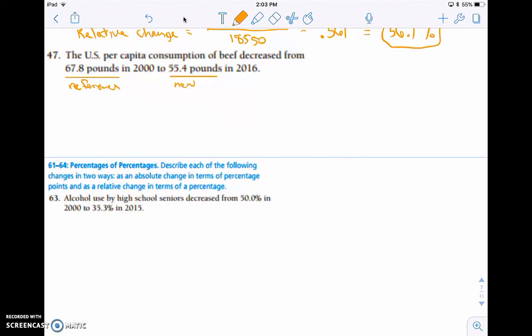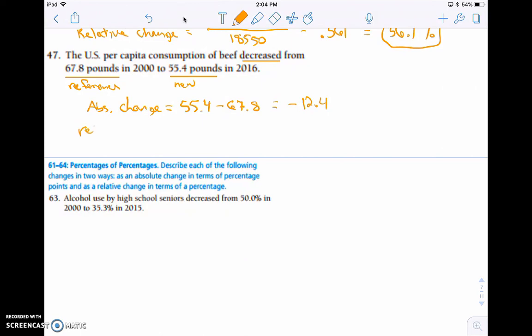So what we're going to do is first find, again, the absolute change. I'm just going to write ABS change is 55.4 minus 67.8. In this case, we're going to have a negative 12.4 because it decreased. So that negative is there to show a decrease.